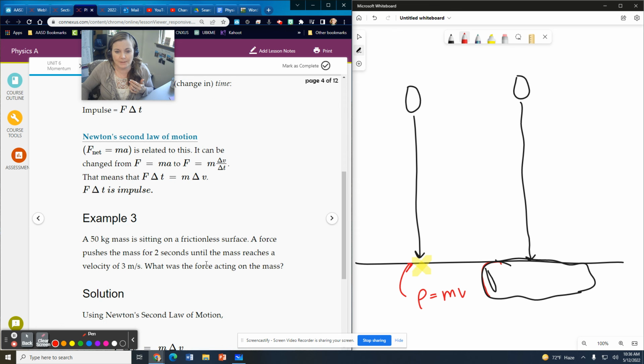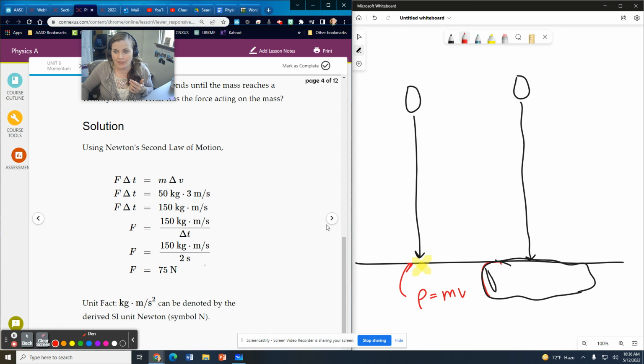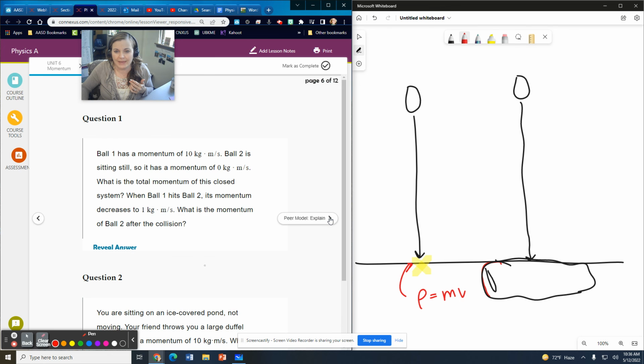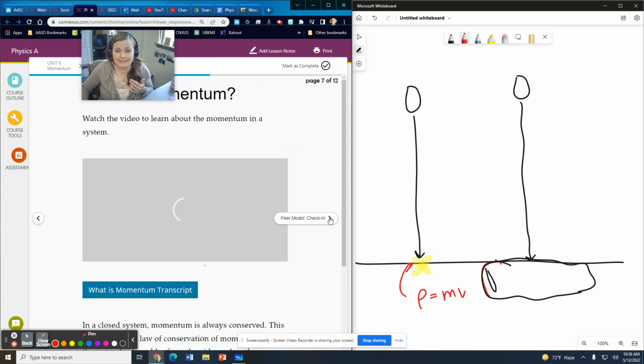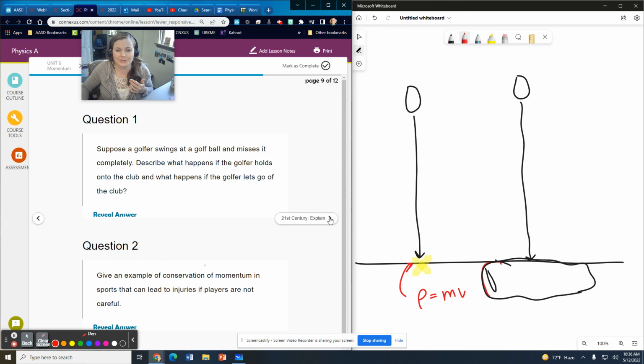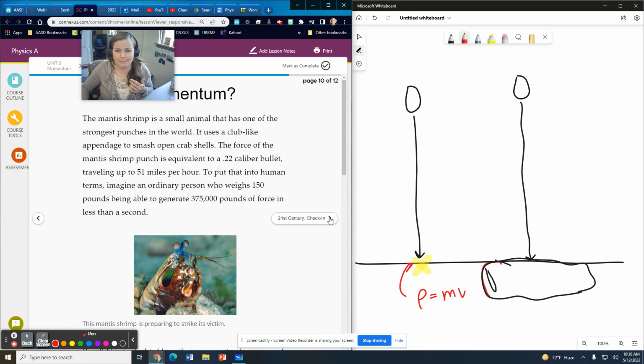All right, so that is your impulse momentum theorem. And I believe that is kind of the gist of everything in this lesson. There's some examples of that. There's also like a weird example with a mantis shrimp and how the exoskeleton of the mantis shrimp helps to kind of increase or decrease the impulse, or force applied to the body of the shrimp or whatever. I don't know. Read through that one. But that's pretty much the gist of all the content in this lesson.